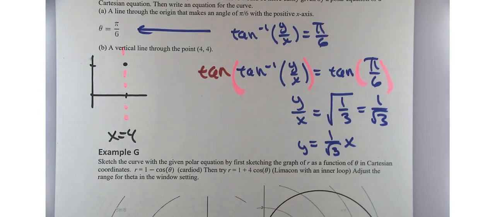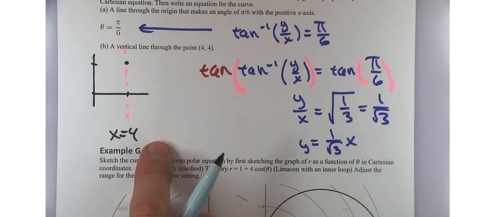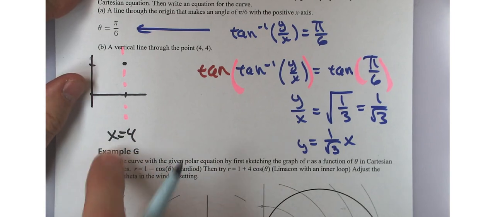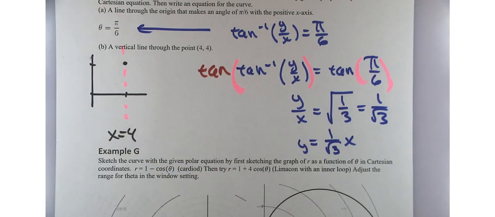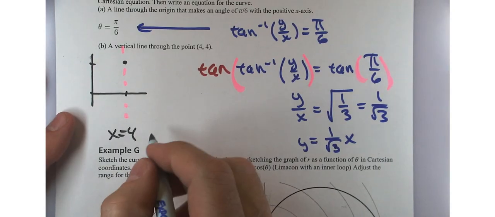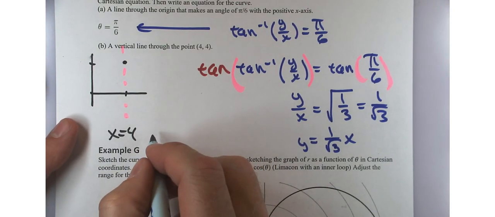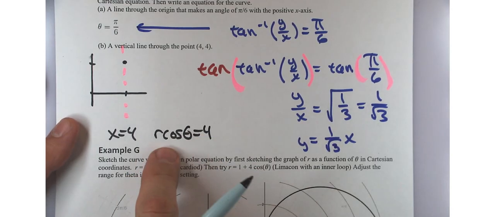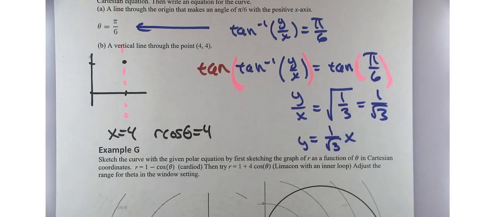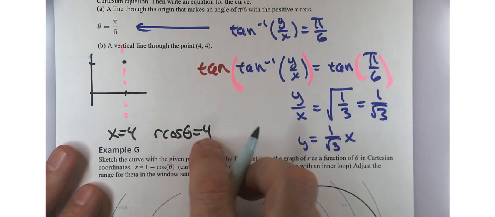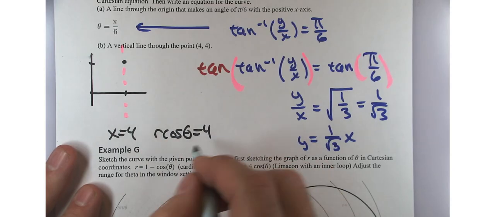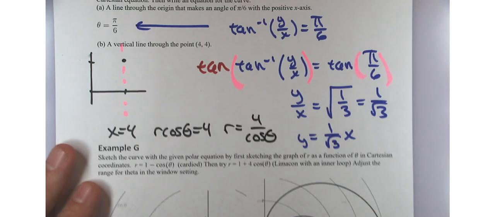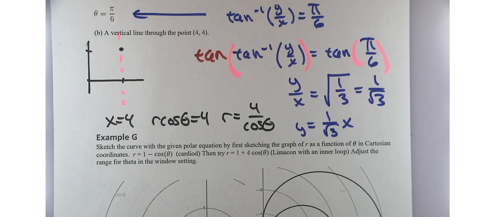Now you could, if you want to, do that in polar coordinates. So to go to polar coordinates, what is x equal to in polar coordinates? Well, you can look back at the start of this. X is r cosine theta. So we get r cosine theta equals 4. Now, your calculator, not so much Desmos, is going to typically ask you to solve for r. So you could rewrite this as r equals 4 over cosine of theta. That should give you a vertical line at x equals 4.